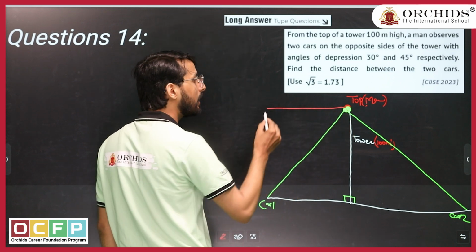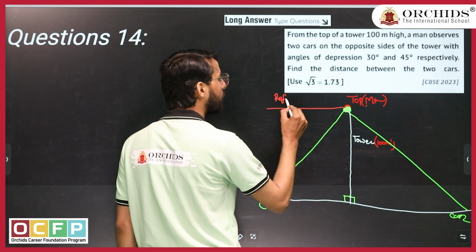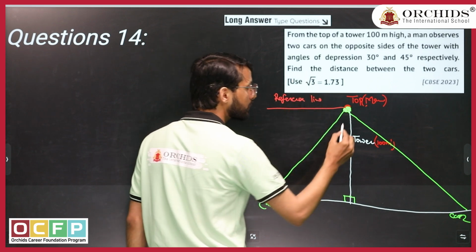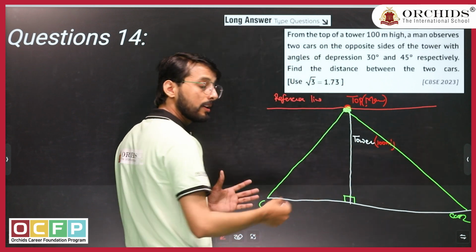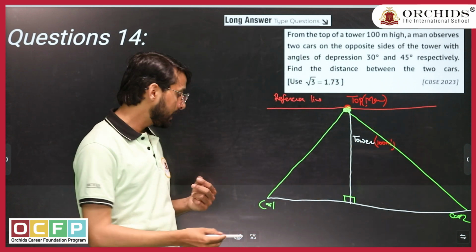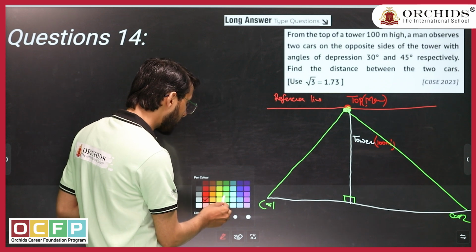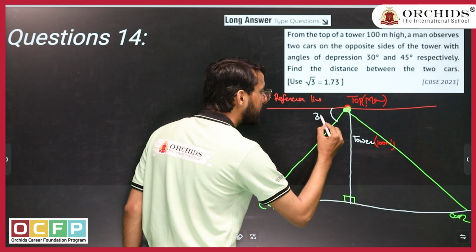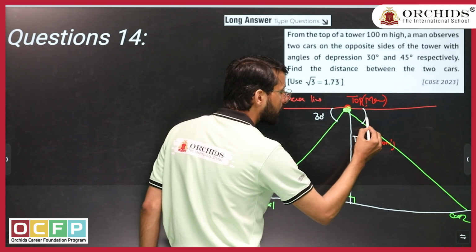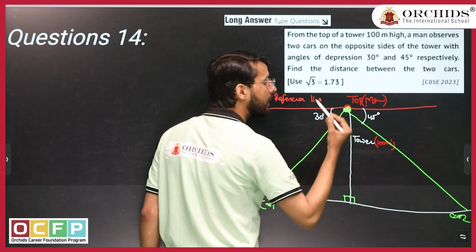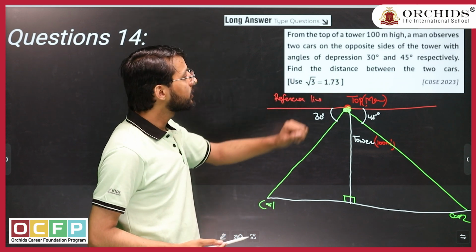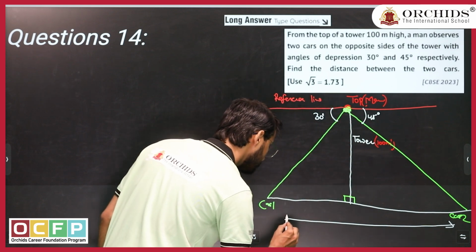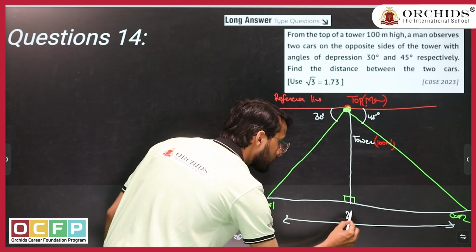So first I need a reference line for a depression angle. Since he is observing 2 sides, we need 2 reference lines and 2 depression angles. One depression angle they have given as 30 degree and the other depression angle as 45 degree. Now, find the distance between the 2 cars. It means they are asking about the length. This length they are asking.